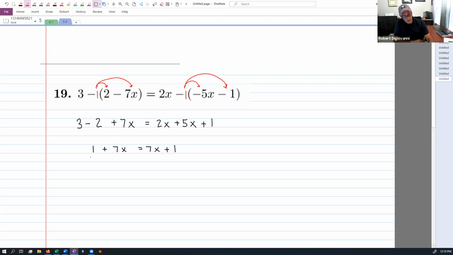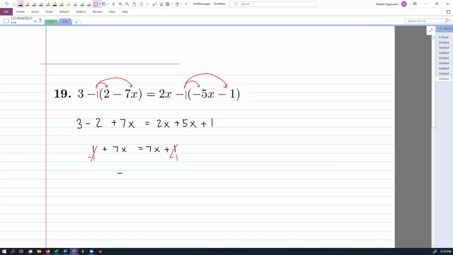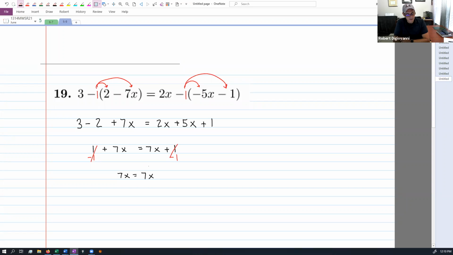Okay, so you're trying to get x's, so you decided to subtract 1 on both sides. That's fine. You can do that. And they go away on both sides, don't they? Yes. So you're left with 7x equals 7x. Yep. Okay, what did you do then? I subtracted both of the 7s.